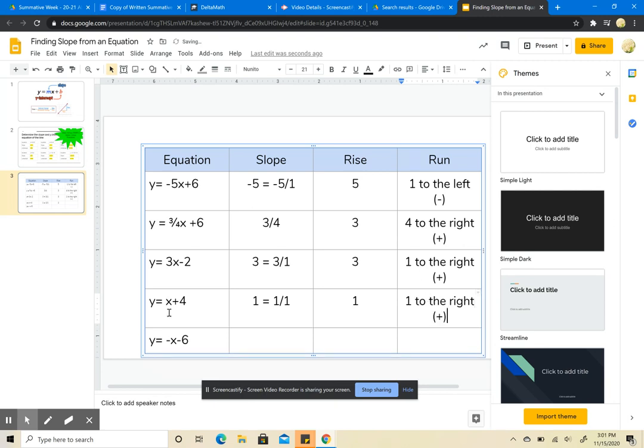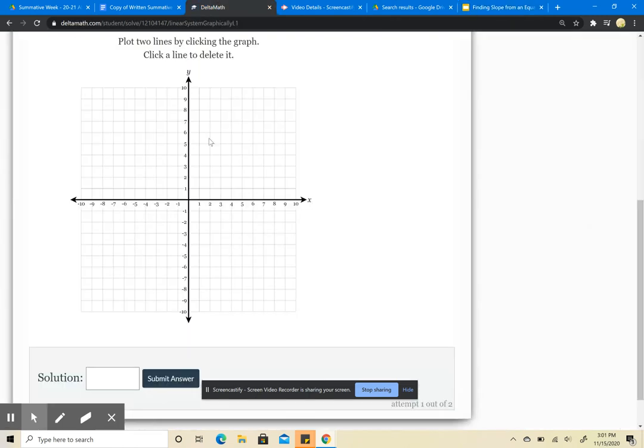This time I'm actually going to graph this correctly. My y-intercept is at positive 4, my slope is 1. So I would put a point at positive 4 and then go up once, over once. And that has a positive slope of 1.